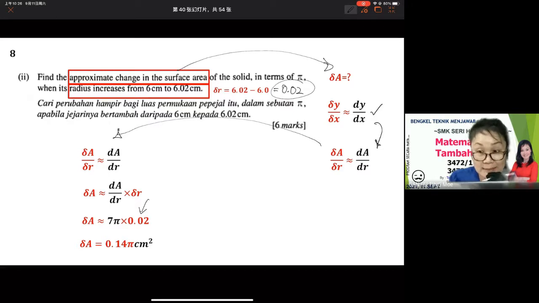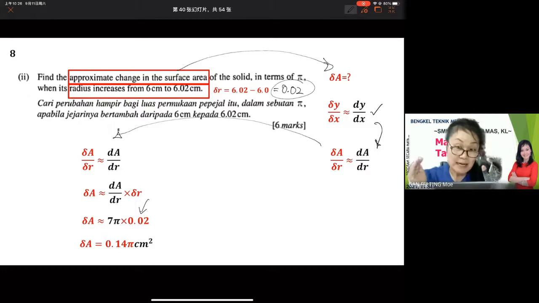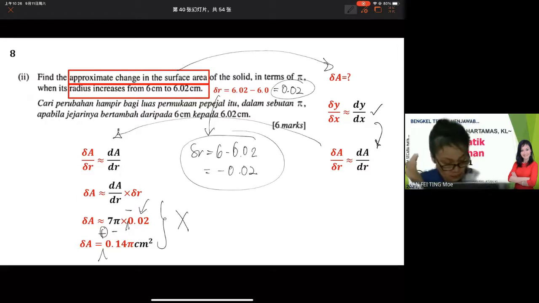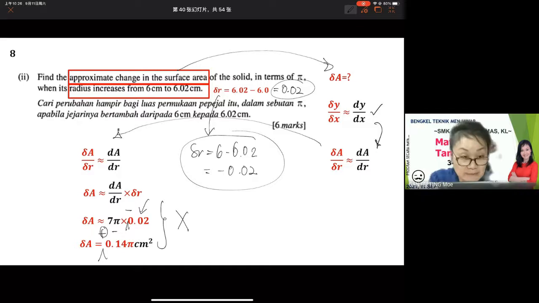Meaning that as the R is expanding, the area is also expanding. That's why you have the sign of positive. If you accidentally make a mistake here for del R, and you use 6 minus 6.02, you get negative 0.02, and this one you will be having as negative, and this one will also be negative. The whole thing is wrong. Why wrong? You start with the wrong information.